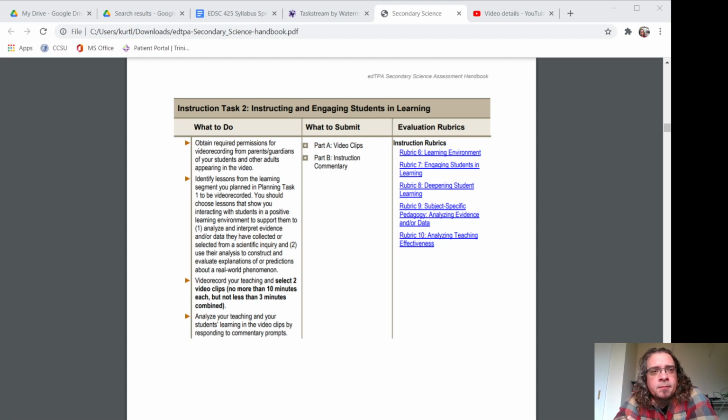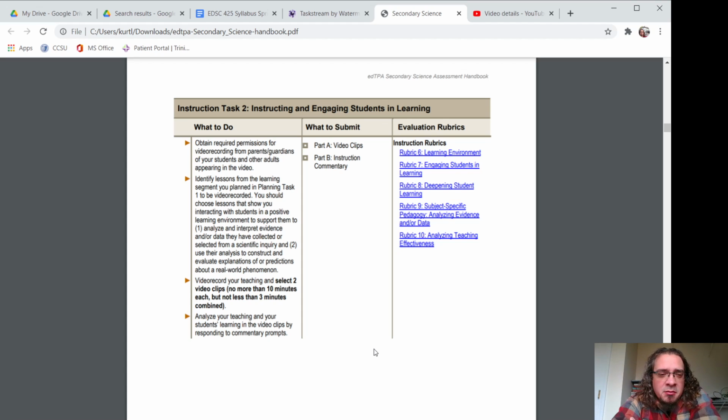Hello there. This video is going to focus on edTPA Task 2 rubrics. So the idea here, just like in the first video with Task 1, is just to go through the rubrics and get a sense of what they're asking for. So what you're looking at right now is the page in all of the handbooks that shows the overview of Task 2, right? So you can see here, it's a little bit shorter than Task 1.